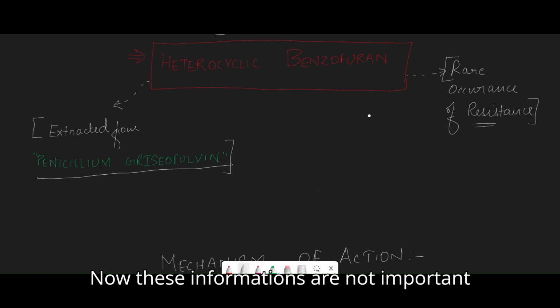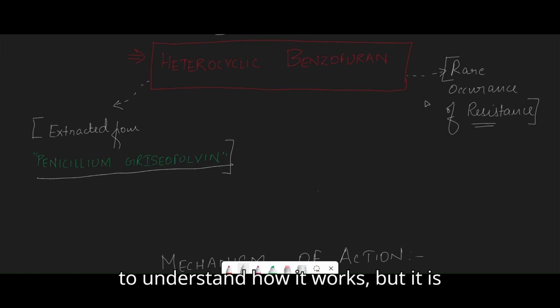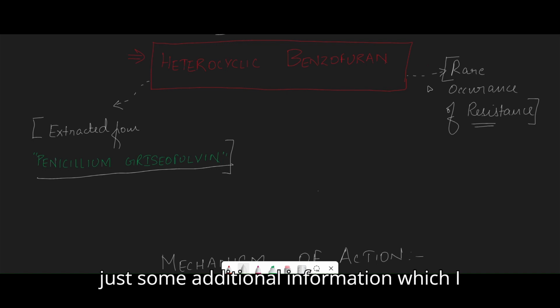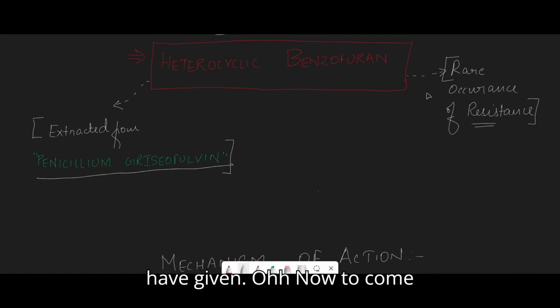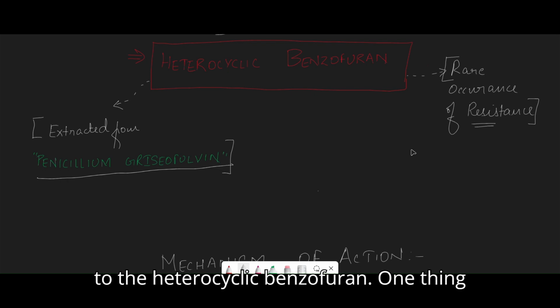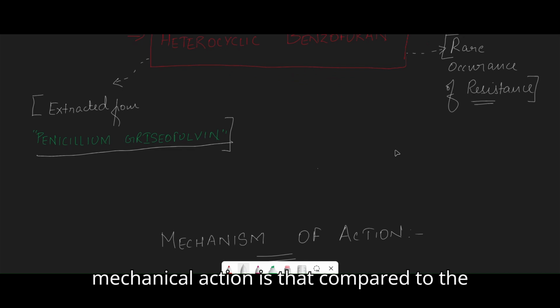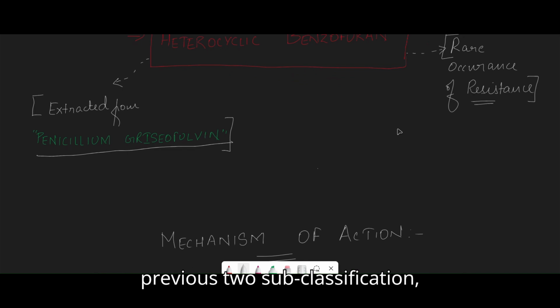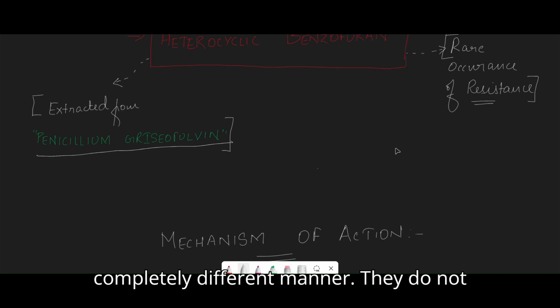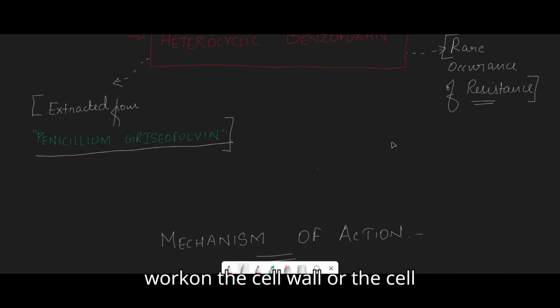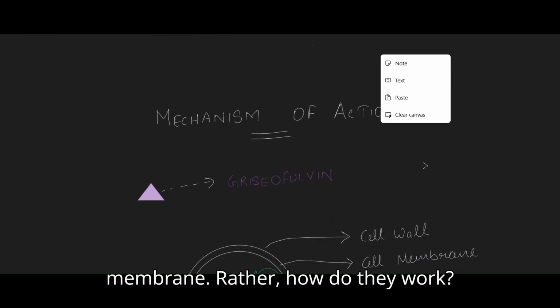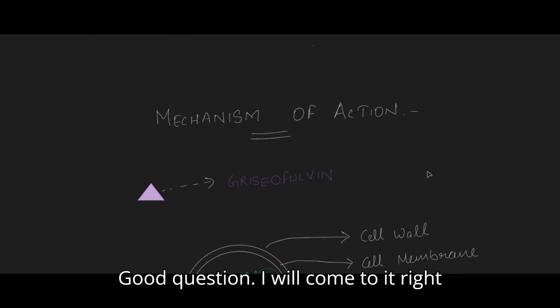Now, this information is not important to understand how it works, but it's just some additional information which I've given. Now to come to the heterocyclic benzofuran, one thing I would like to say before I come to the mechanism of action is that compared to the previous two subclassifications, heterocyclic benzofurans work in a completely different manner. They do not work on the cell wall or the cell membrane. Rather, how do they work? Good question. I'll come to it right now.